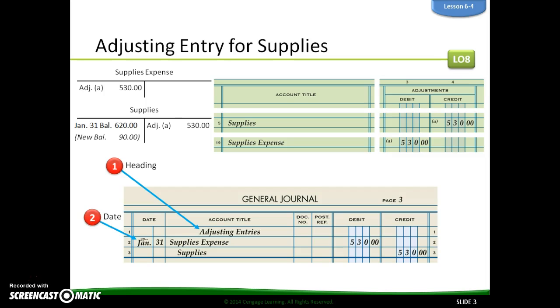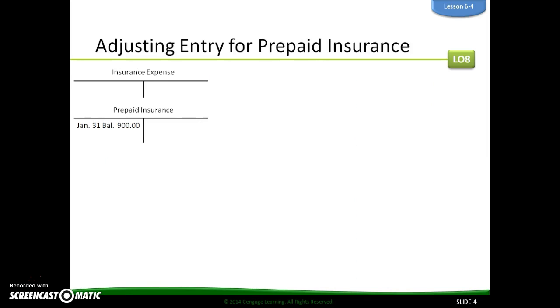Don't forget, you need that heading piece so that you know you are putting your adjusting entries on your general journal. And you can see that your debit information comes right off your worksheet. Your credit information comes right off your worksheet. Let's look at what we did for prepaid insurance. We started out with a $900 balance in our prepaid insurance account, but then we used 1 month worth of our insurance in the month of January.